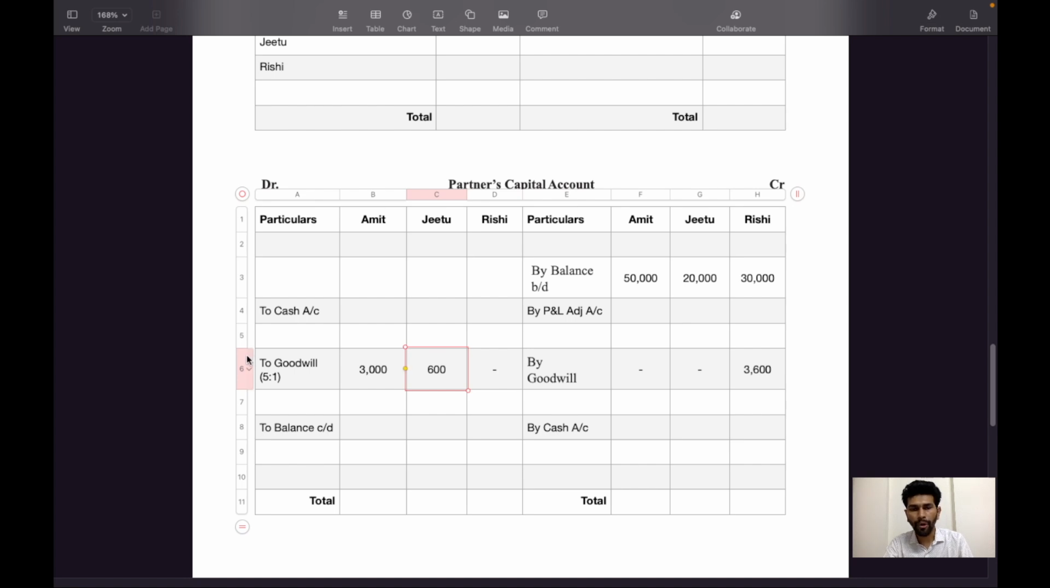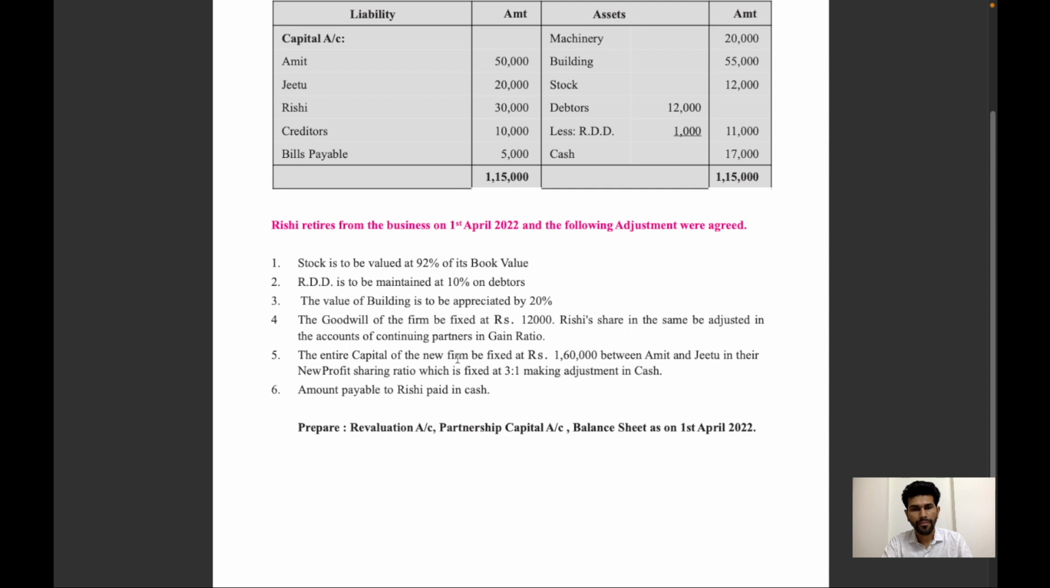So this part is important. Goodwill account, creation of goodwill, that is raising of goodwill, and it will be distributed or written off among continuing partners in gain ratio. Next, fifth adjustment: the entire capital of new firm will be fixed at 1,60,000 rupees between Amit and Jitu in their new profit sharing ratio.